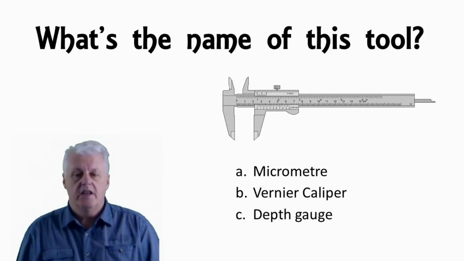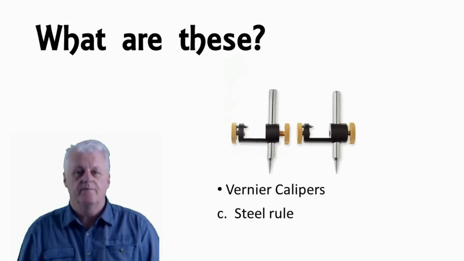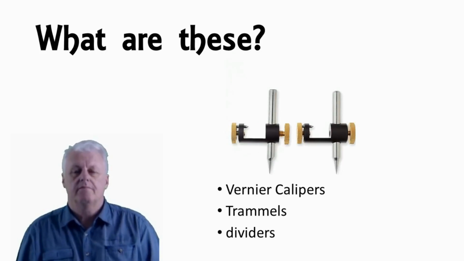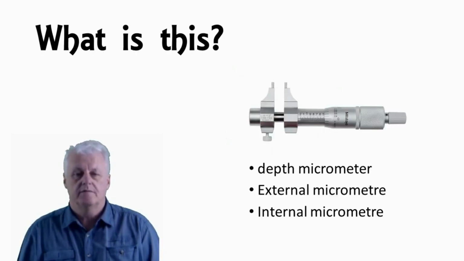What's the name of this tool? Micrometer, vernier caliper, depth gauge. The answer is vernier caliper. What's this called? Dividers, protractor, steel rule. The answer is a steel rule. What are these? Vernier calipers, trammels, dividers. The answer is trammels.